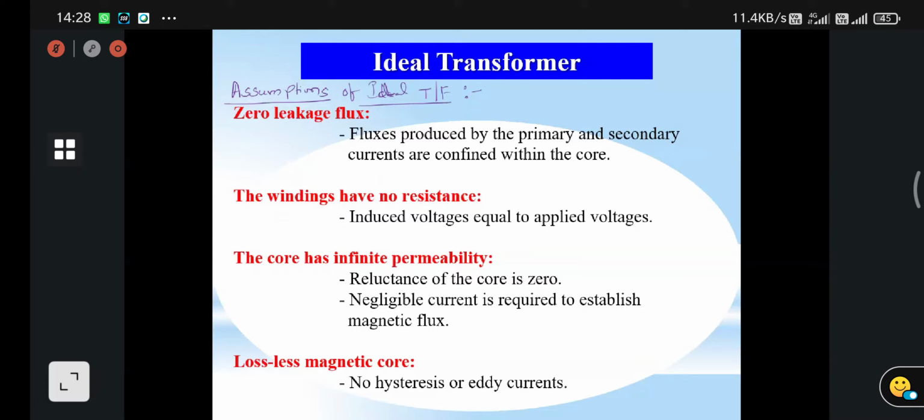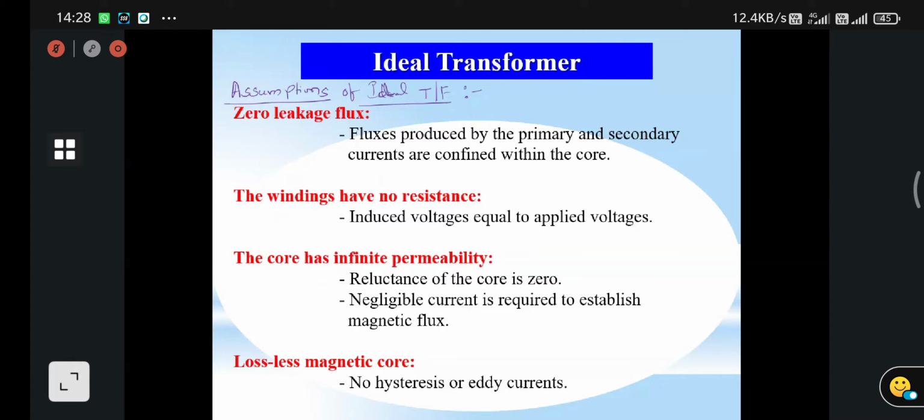First, zero leakage flux. Zero leakage flux means the fluxes produced by the primary and secondary currents are confined within the core. In a practical transformer, some flux leaks through the core; that flux is said to be leakage flux. But here there is no leakage, so no leakage flux takes place in the ideal transformer.